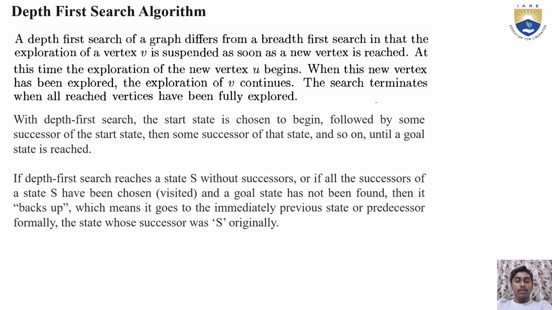With depth first search, the start state is chosen to begin, followed by some successor of the start state, then some successor of that state, and so on until a goal state is reached. If depth first search reaches a state S without successors, or if all the successors of a state S have been chosen or visited, and a goal state has not been found, then it backs up, which means it goes to the immediately previous state or predecessor, formally, the state whose successor was S originally.